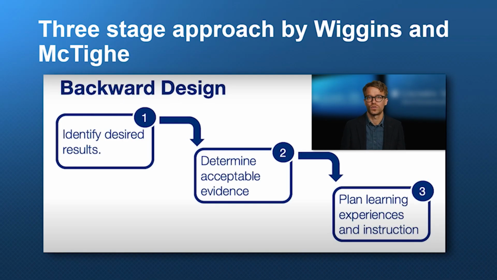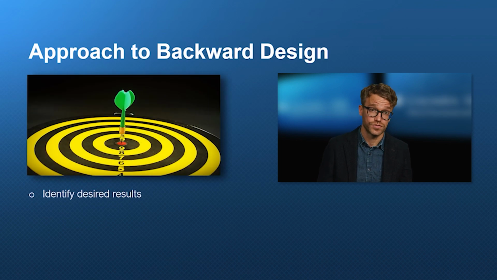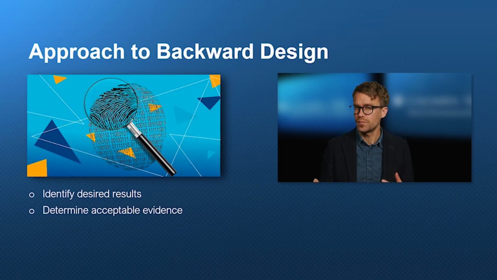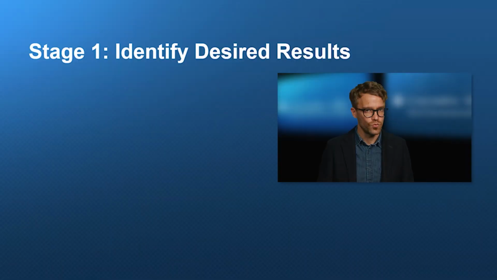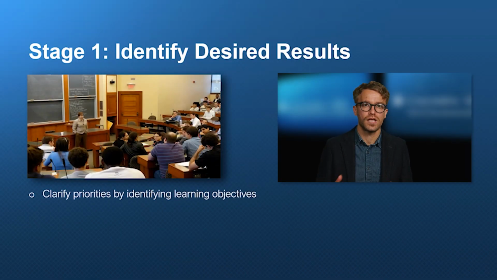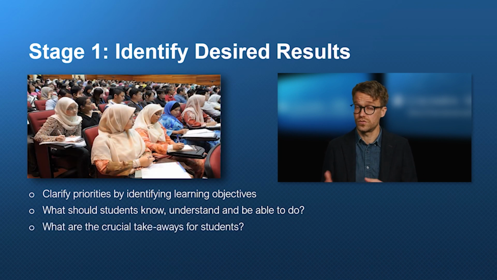To better understand backwards design, consider Wiggins and McTighe's three-stage approach to planning backward. Step 1 is to identify desired results. Step 2 is to determine acceptable evidence, and Step 3 is to plan learning experiences and instruction. Let's explore each of these stages in more depth. In Stage 1, identify desired results, instructors clarify priorities by articulating learning objectives for a course. To figure out their learning objectives, instructors should ask themselves the following questions. What should students know, understand, and be able to do by the end of this course? And what are crucial takeaways for students?